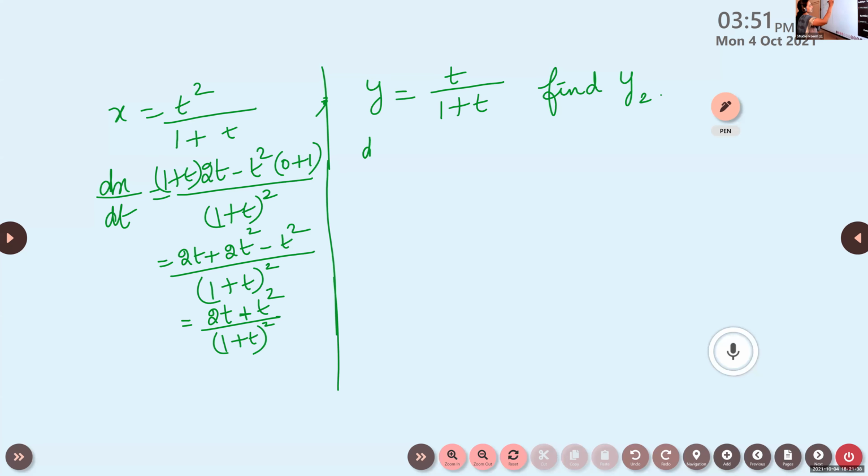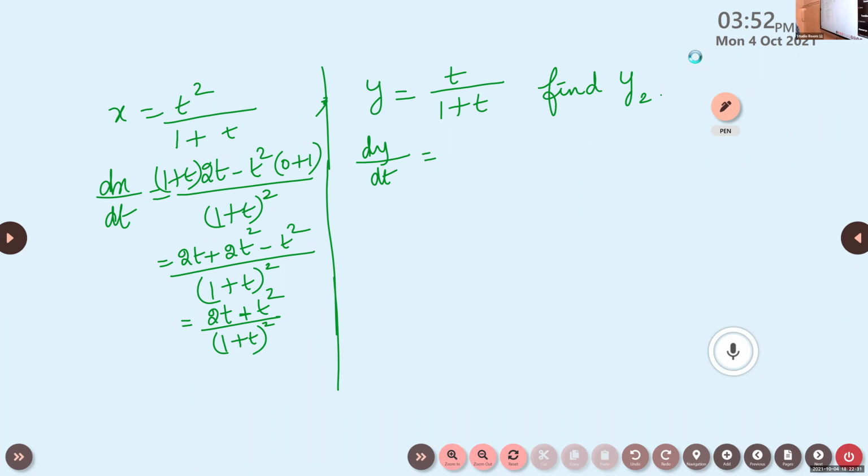Now find out dy by dt. Aditya, what is dy by dt? Ma'am, I'm doing. Children, we have to do it a little bit fast. Don't do it slowly. Make it fast. It's a tough part. What is dy by dt?